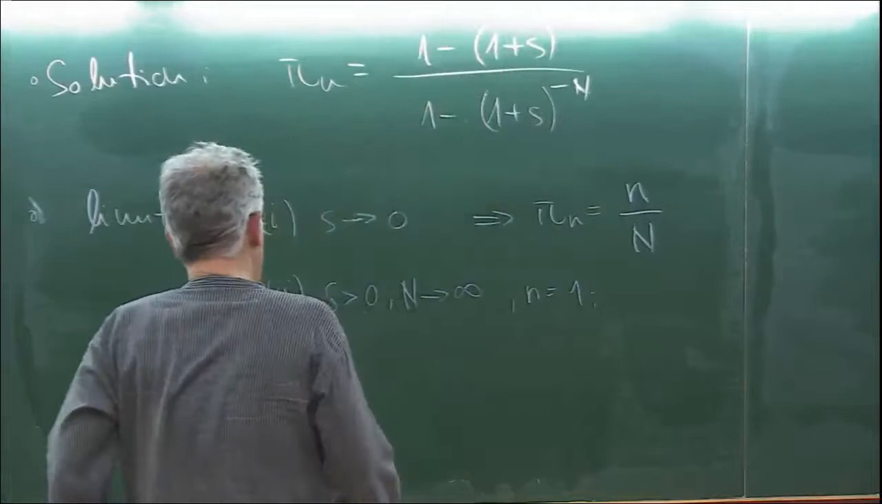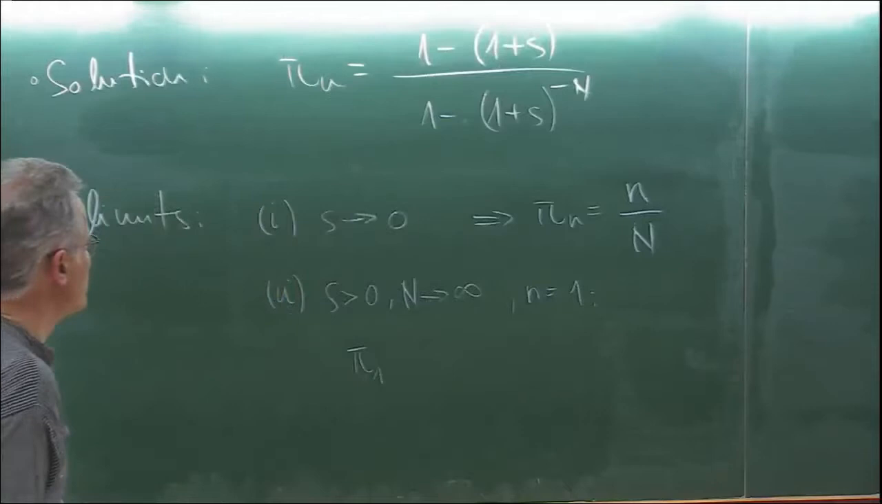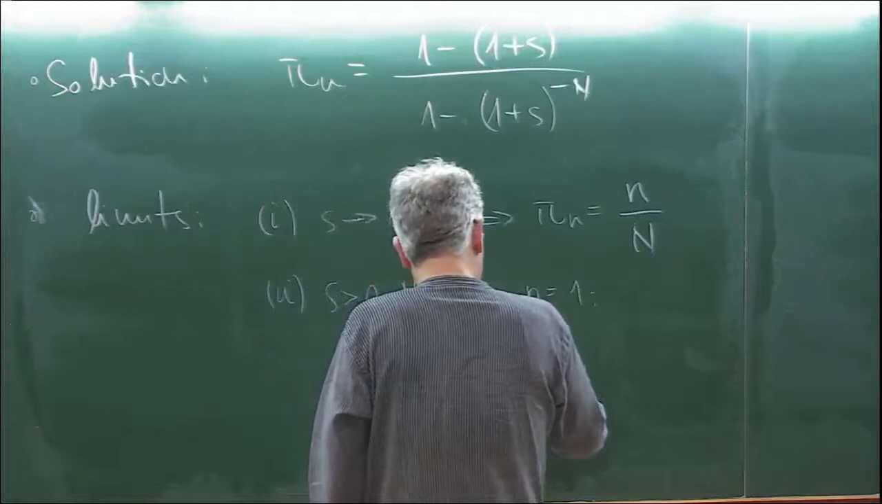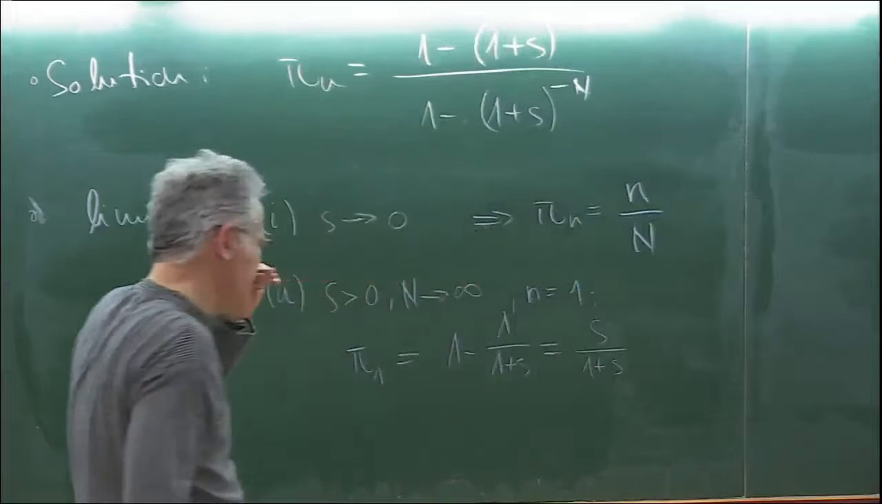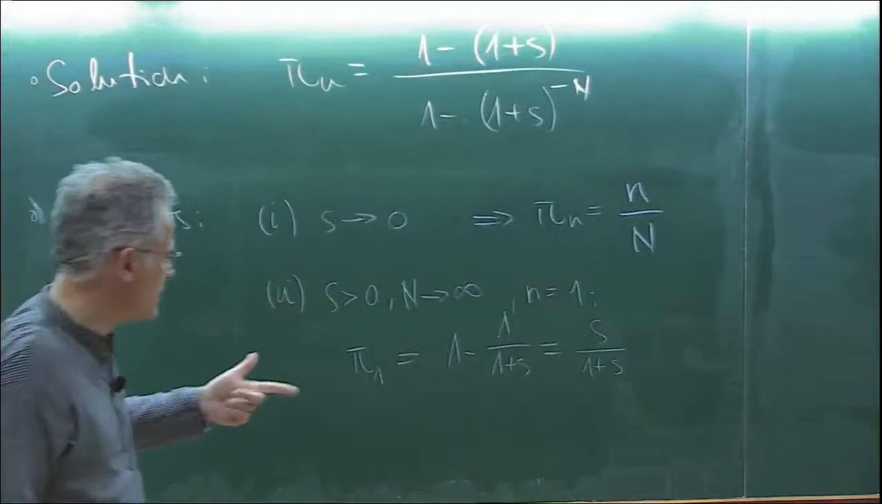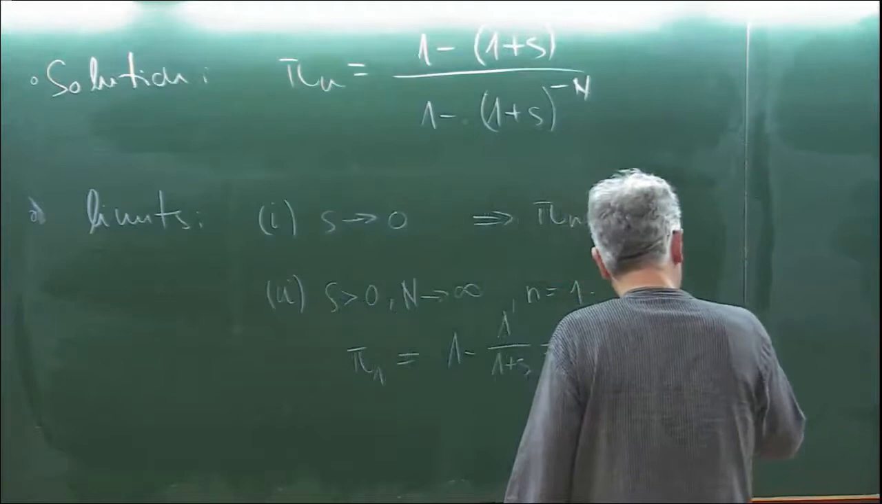And so basically what you get is that pi 1 for N going to infinity is equal to 1 minus 1 over 1 plus S, which is equal to S over 1 plus S. So this is the probability that a single mutant in a B population with an advantage S will survive. And you see that this has good properties. When S is small, it becomes proportional to S.